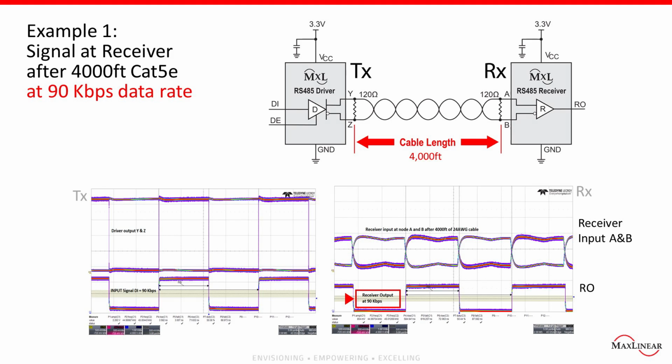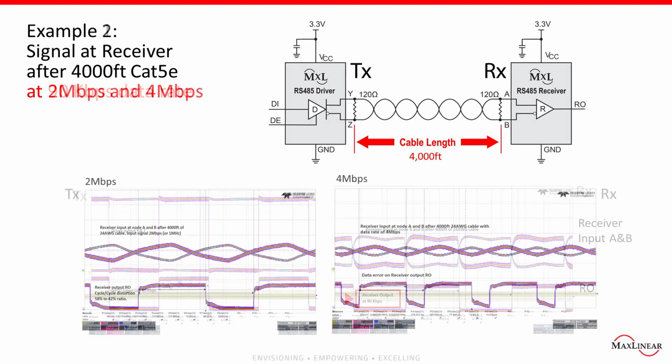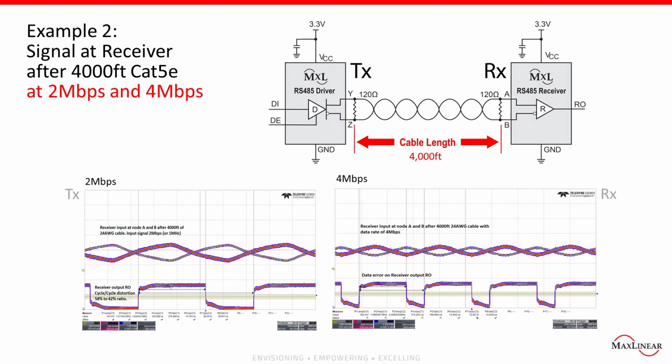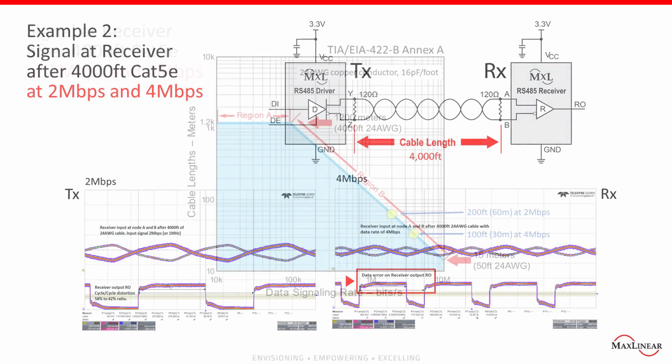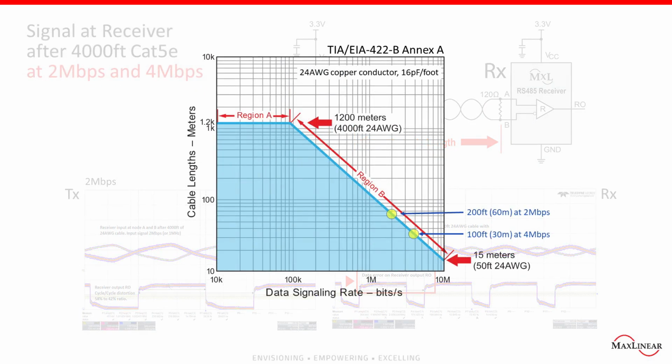In this example, the data rate is increased to 2 megabits and 4 megabits respectively. The rise and fall time in both cases exceed the 1/3 UI rule. Data loss at the receiver end is guaranteed to occur at this data rate over 4,000 feet of cable. The data signaling rate versus cable length graph indicates a maximum of 200 feet at 2 megabits per second and about 100 feet at 4 megabits per second.